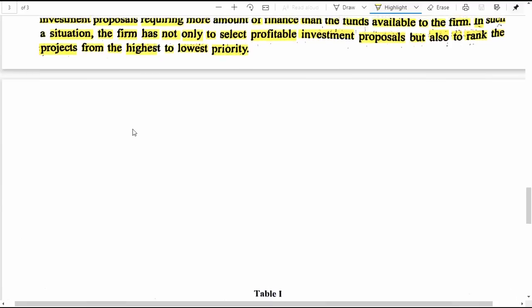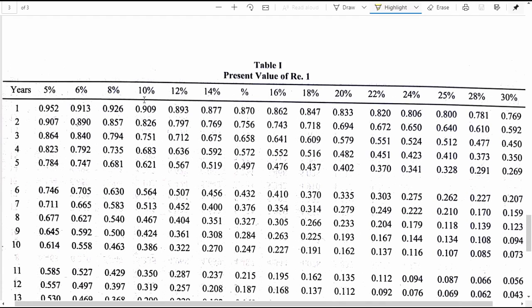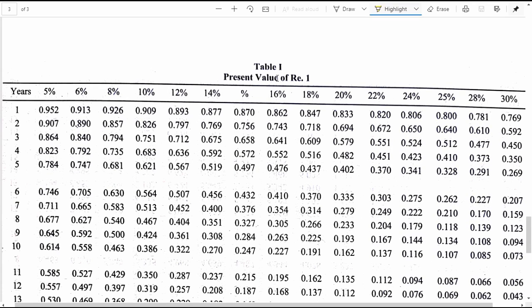It's a table. From this table they have picked up the PV factor at 10%. This is table number 1, which stands for PVIF, present value of rupee 1. That's the idea behind it.